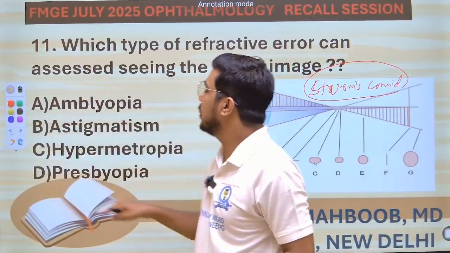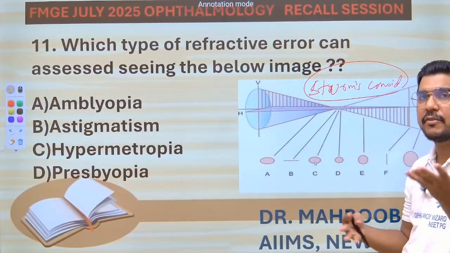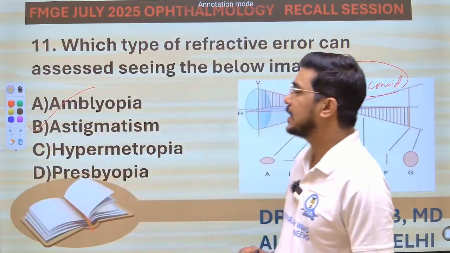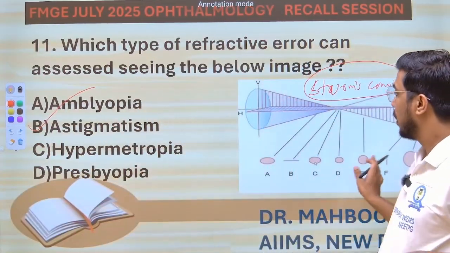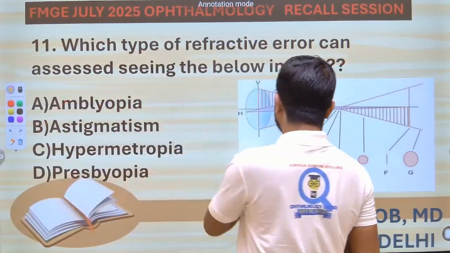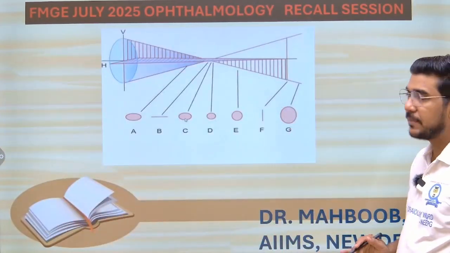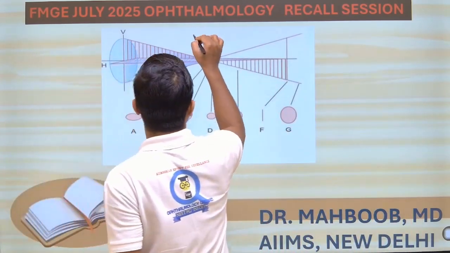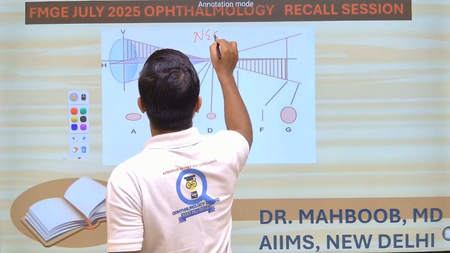So if the two different meridians have two different pictures like this, the answer will be astigmatism. Got it? Now, what have they asked in the NEET PG examination? They have given this MCQ in NEET PG.